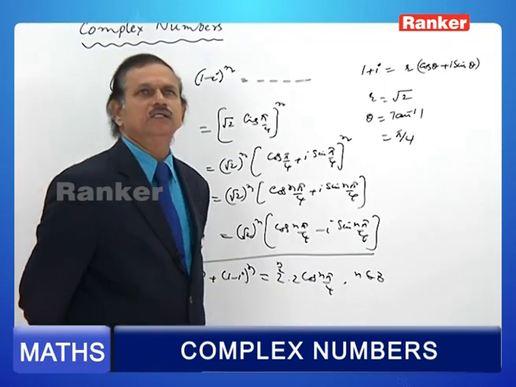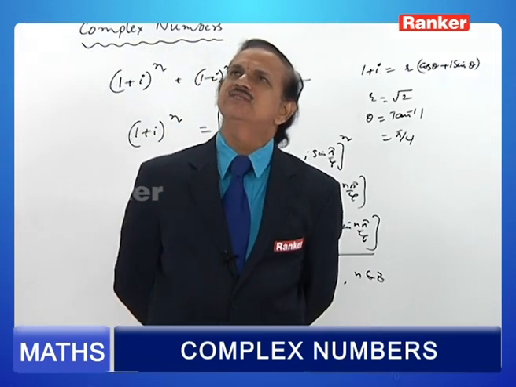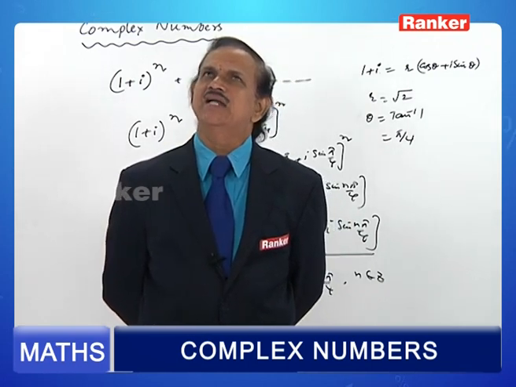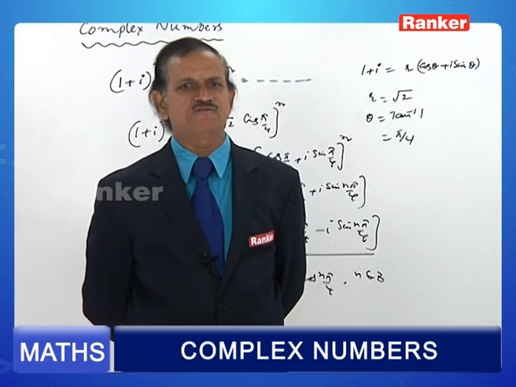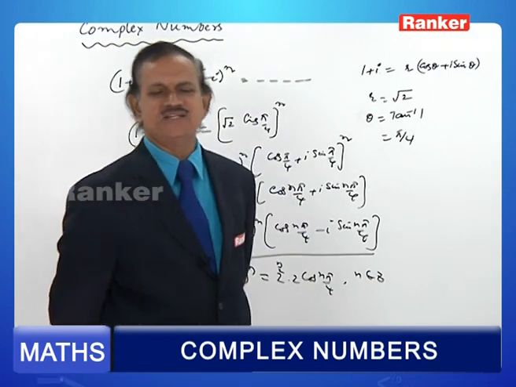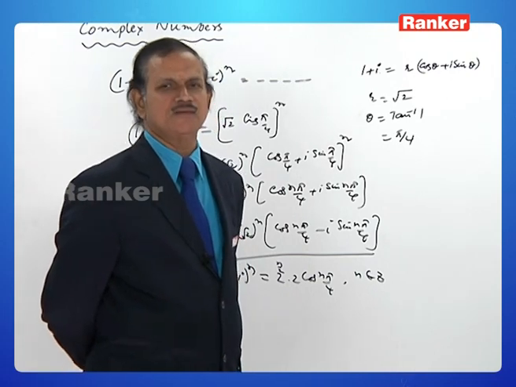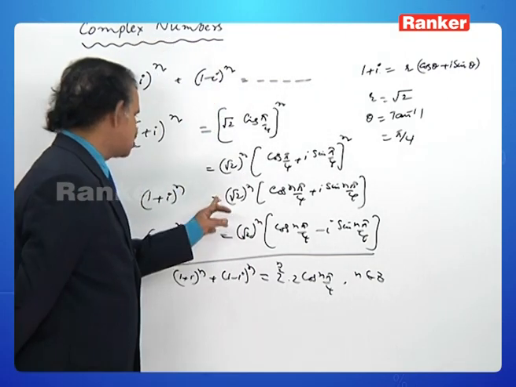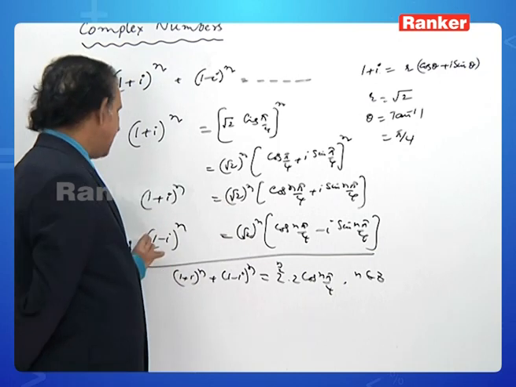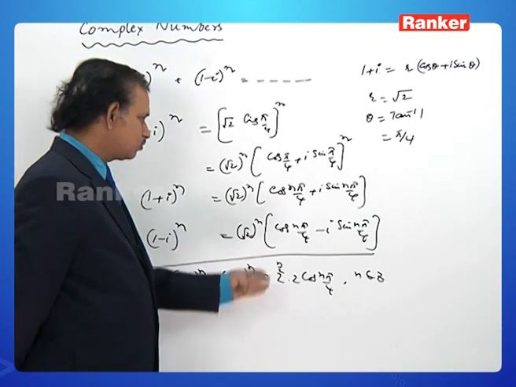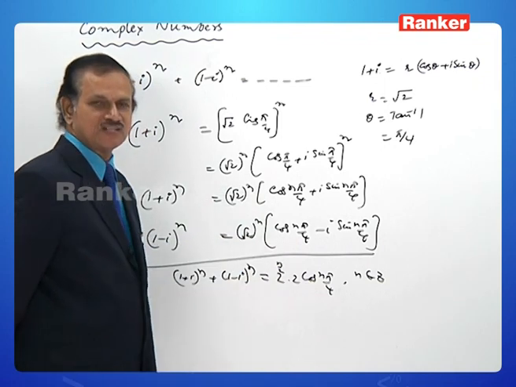1 plus i, r is root 2. Theta is tan inverse b by a, that is 1 by 1, tan inverse 1, and it lies in the first quadrant, hence it is pi by 4. Therefore 1 plus i can be taken as root 2 into cis pi by 4. By using De Moivre's theorem, you will be able to have directly this step. And by adding this, of course, it's just nothing but the conjugate of this, you will be getting 2 into the real part of this, that is 2 into cos n pi by 4.